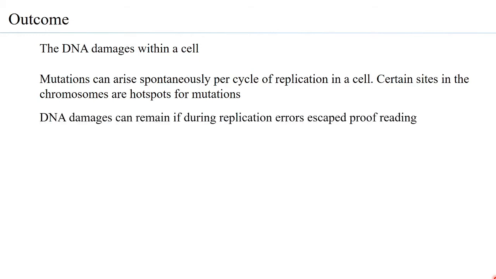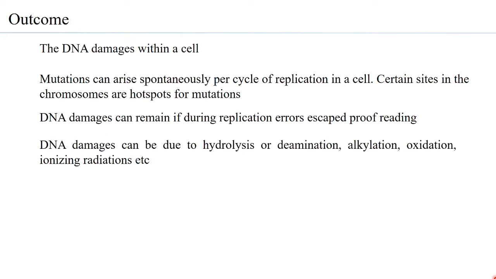DNA damages can remain if, during replication, errors have escaped proofreading. DNA damages can be due to hydrolysis or deamination, alkylation, oxidation, ionizing radiations, etc. DNA damages can also be due to gene rearrangements. Let us look at the DNA damages that can happen due to errors during replication.